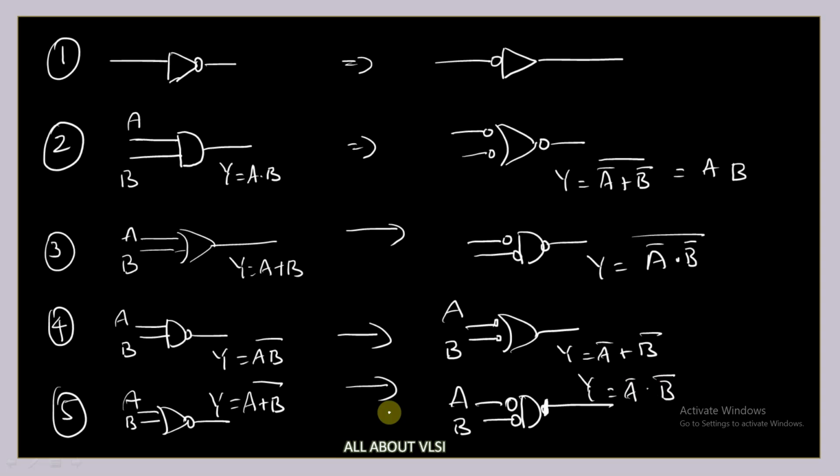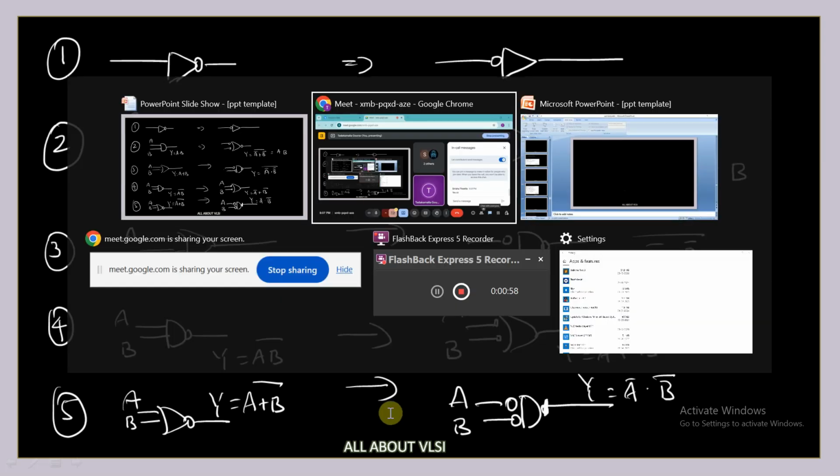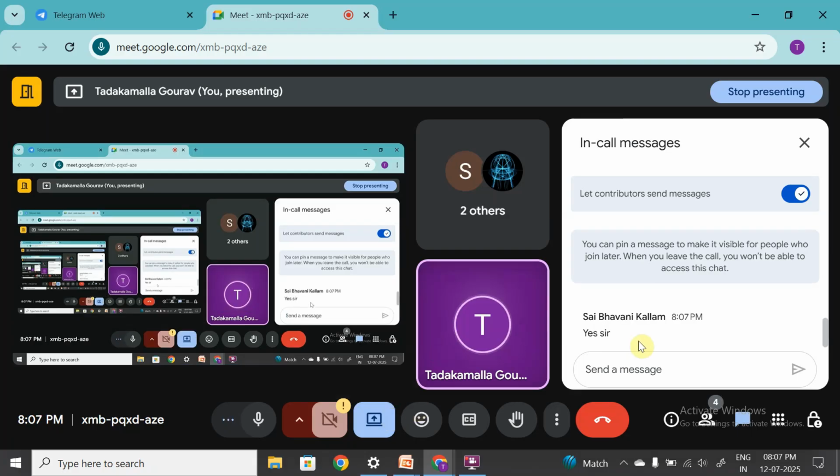Is this clear? Whenever you see any bubbled input NAND gate, you can replace that with an OR gate. And if you see a bubbled input OR gate, you can replace it with a NAND gate. And if you see a bubbled input AND gate, you can replace it with a NOR gate. So is this clear? Shall we move forward? Shall we start with our problems?